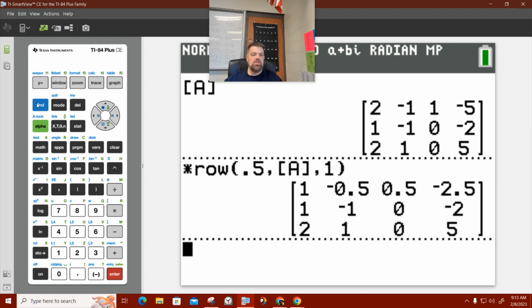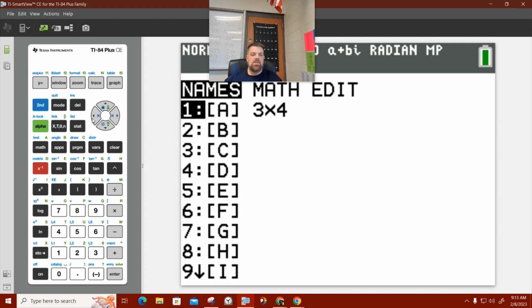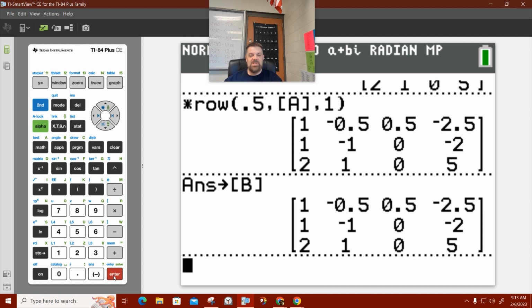So now I go to, wait, let's store that. Now, here's a trick that most people don't know. You could actually store it to A. If you don't want 10 million, but I'm not going to do that. I'm going to store it to B. I'm going to store it to B because I realized I was going to do the reduced row echelon at the end to make sure and double check my work. So I stored that to B. So now I'm operating on B.